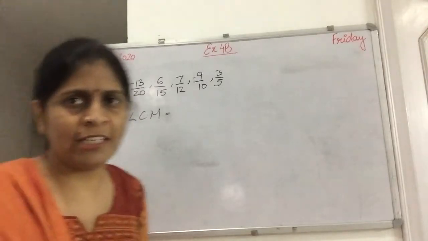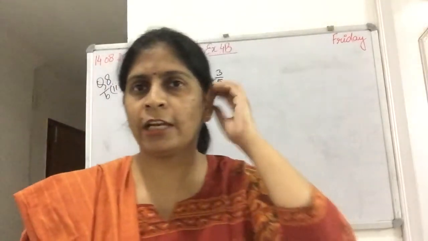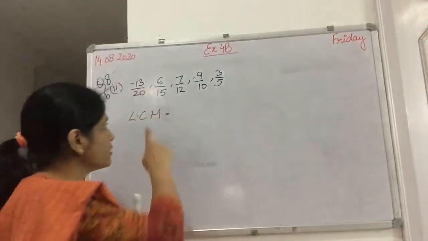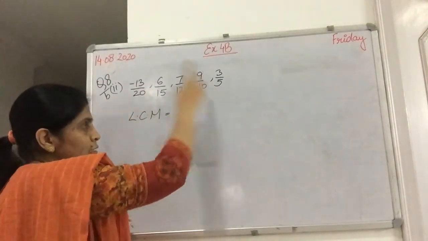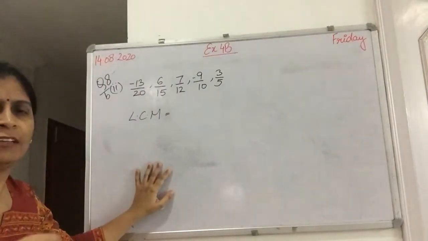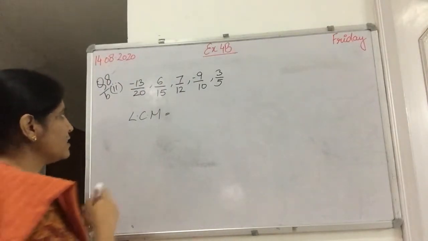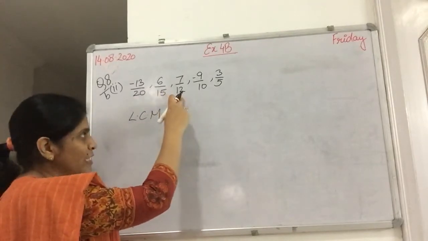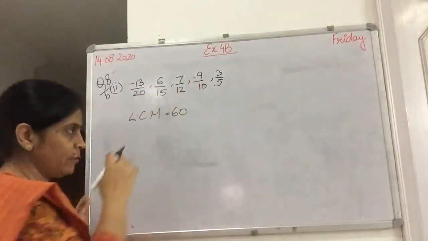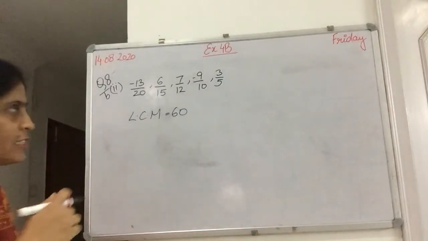We go for 20's table. 20 we will not take. Then 2 twenties are 40. 40 doesn't come in 15's table, and not in 12's. Then we go for 3 twenties are 60. So the LCM will be 60. Why 60? Because 60 comes in 15's table, 12's table, 10's and 5's table. So 60 is the LCM.